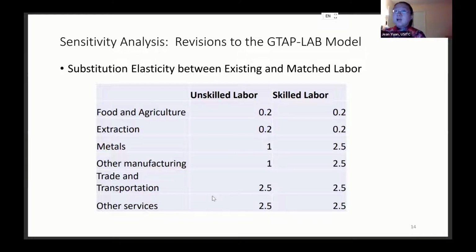These are still arbitrary numbers that we are making smaller for the food and agricultural sector and the extraction sector, and also for the metals and other manufacturing sector for unskilled labor, just to see how the results differ. For these substitution elasticities, it would be best to get the values from the empirical literature. We haven't found any, but if any of the audience knows any relevant literature on this, we'll greatly appreciate it.